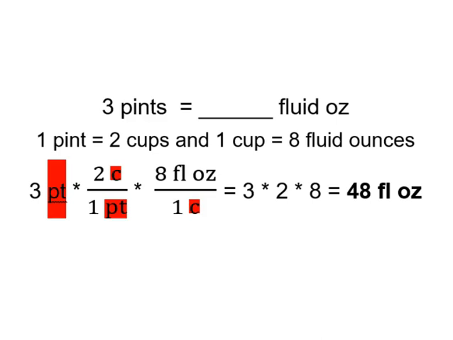Cancel those cups out, and we have 3 times 2 times 8. 3 times 2 times 8 is equal to 48. So 3 pints is equal to 48 fluid ounces. Let's move to our next question.